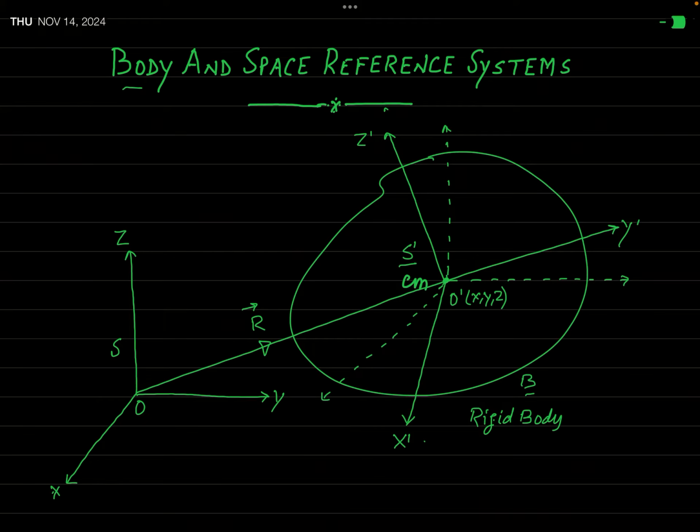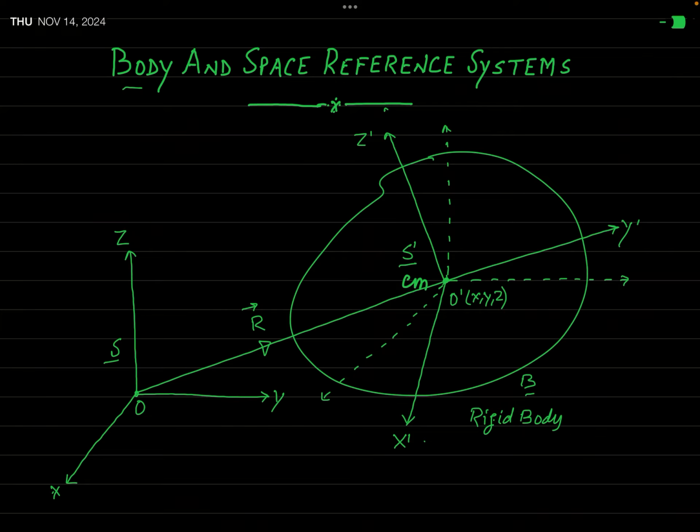On the other hand, you can see in the figure I have marked another reference frame by S whose coordinate axes are OX, OY, and OZ. This is not attached to the rigid body B, but it is fixed in space. So this reference frame S, which is fixed in space, is called a space reference system or a space coordinate system or a space reference frame. Its coordinate axes are OX, OY, and OZ.